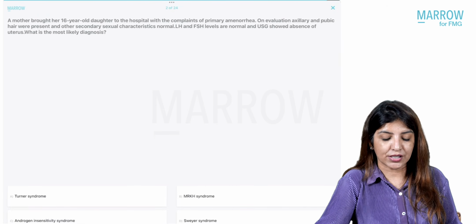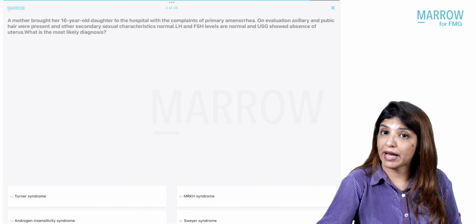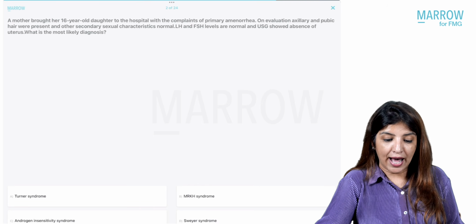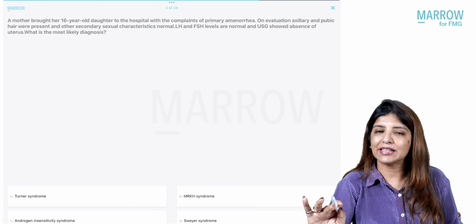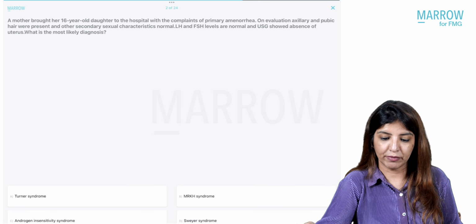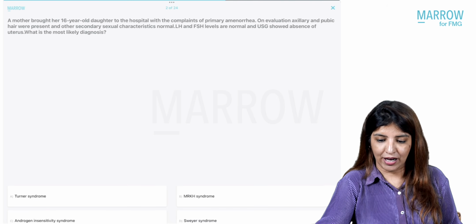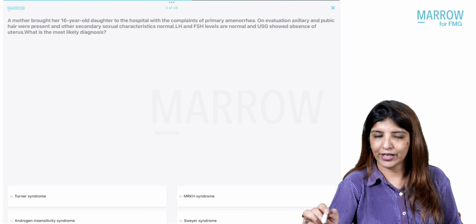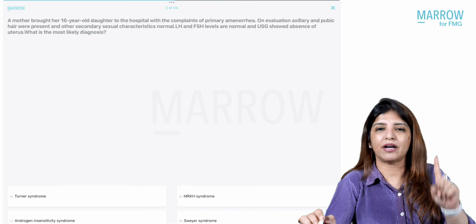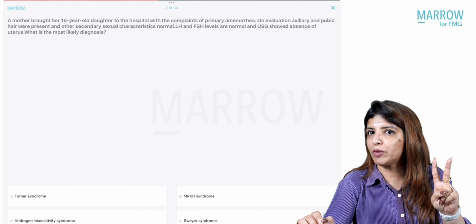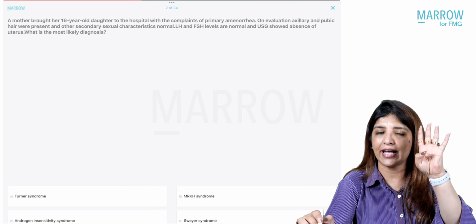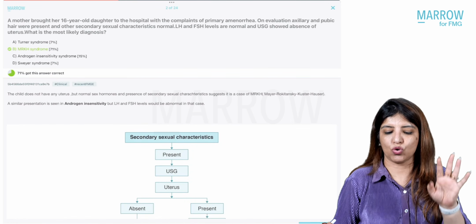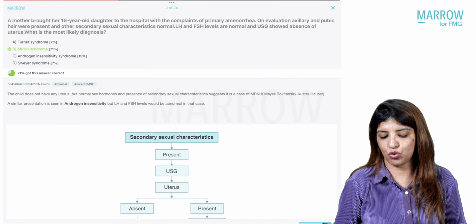A mother brought her 16-year-old daughter to the hospital with complaint of primary amenorrhea. On evaluation, axillary and pubic hair were present and other sexual characteristics were normal. Other secondary sexual characteristics means breast was normal. LH and FSH levels are normal. Ultrasound showed absence of uterus. What is the most likely diagnosis? Now, the keywords over here are primary amenorrhea, axillary hair, pubic hair normal, breast normal, LH and FSH normal. That means it's a case of Mullerian agenesis or MRKH syndrome, right?